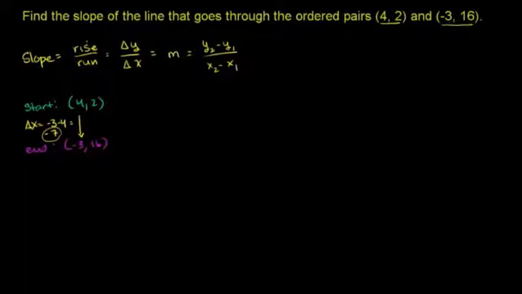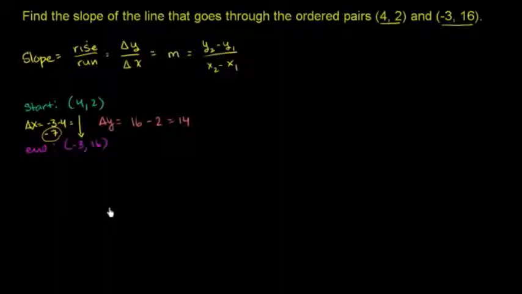Let's do the same thing for the change in y. And notice, I implicitly used this formula over here. Our change in x was our end x value minus our starting x value. Let's do the same thing for our change in y. If we're starting at 2 and we go to 16, that means we moved up 14. Or another way you could say it, you could take your ending y value and subtract from that your starting y value, and you get 14.